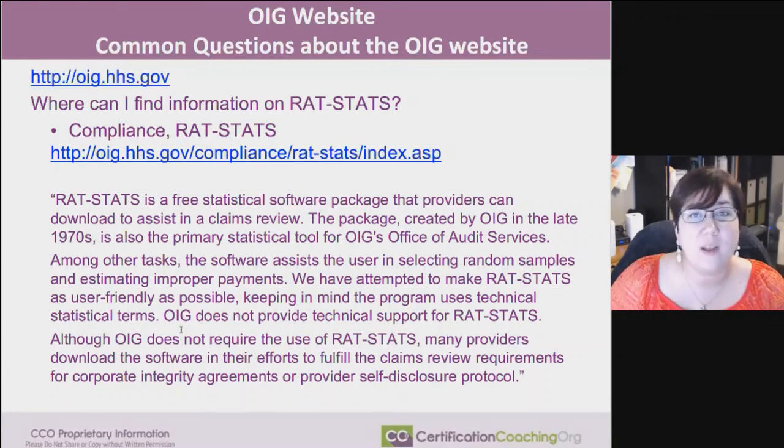I put kind of a definition of it here on the slide. This comes directly from the OIG website. It's a free statistical software package. Providers can download this to assist them in a claims review. It was created back in the 1970s in conjunction with the OIG, and it's the primary tool that the OIG uses in their Office of Audit Services. So when they're trying to determine random samples and things like that, this software is the program that they use. So they make it available to providers to use for free as well.